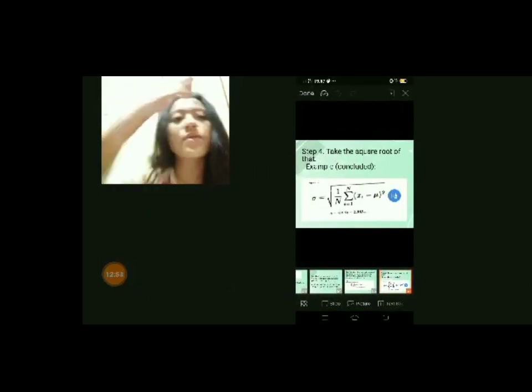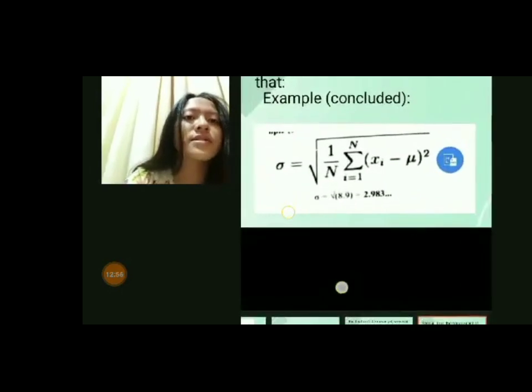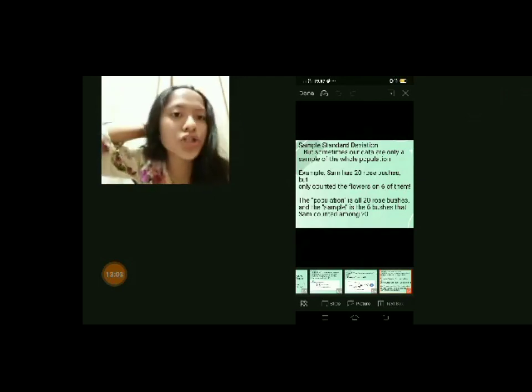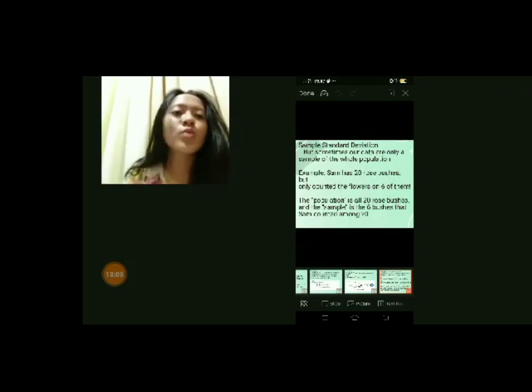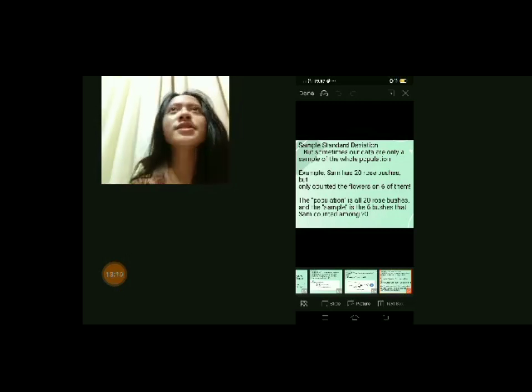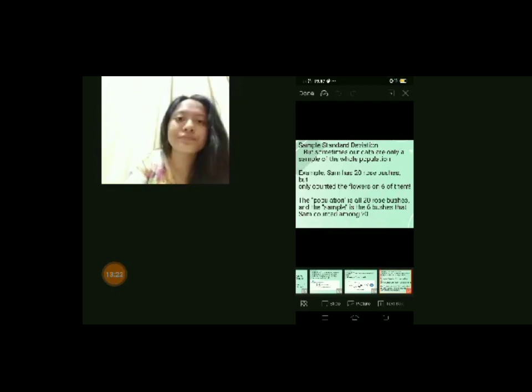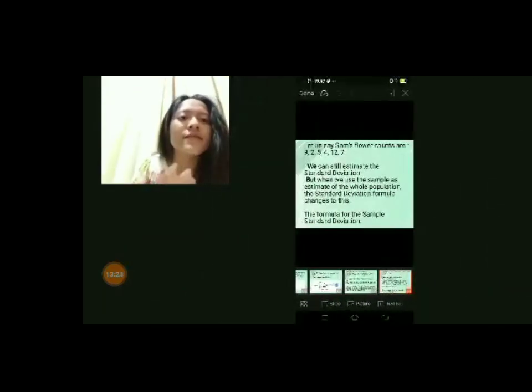Sigma, then, is the standard deviation. But sometimes our data are only a sample of the whole population. For example, someone has 20 rose bushes, but only counted the flowers on 6 of them, so we only get 6 values. The population is all 20 rose bushes and the sample is the 6 bushes counted among the 20. Let us say the flower counts are 9, 2, 5, 4, 12, 7.